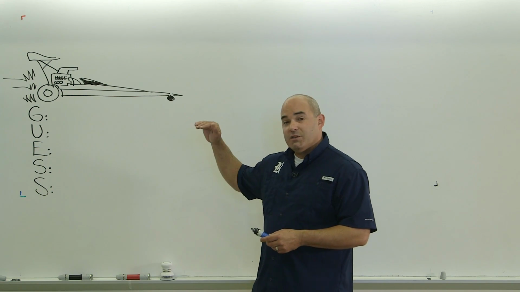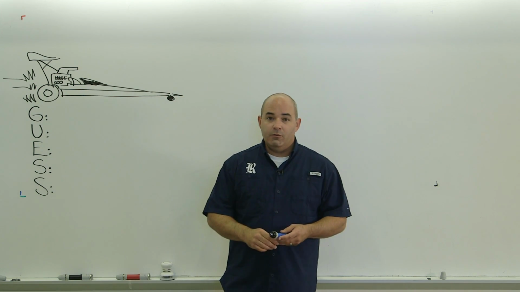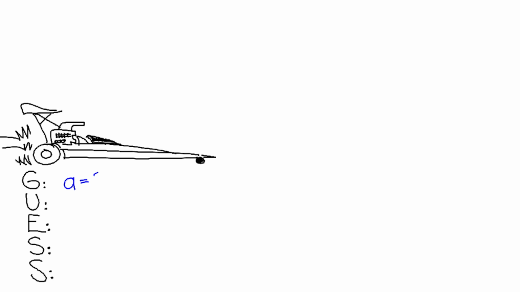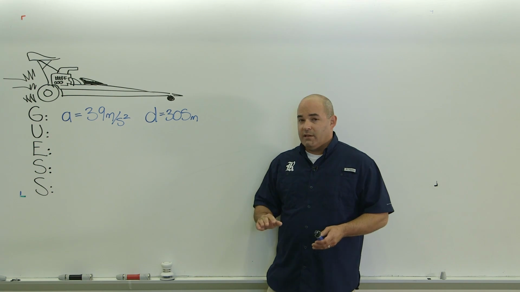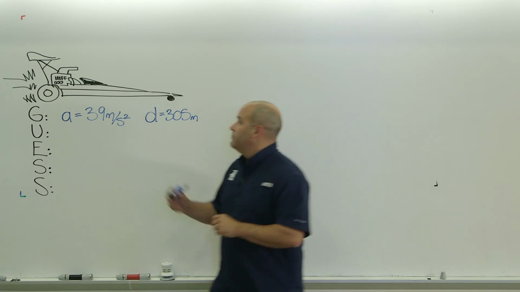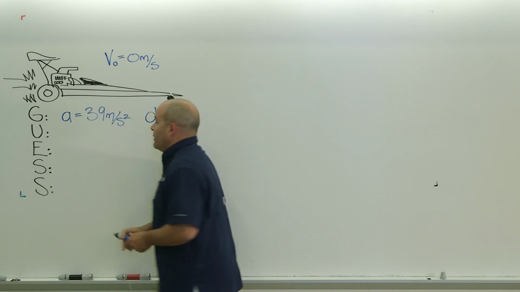It's a little system. The first thing we'll do is G, which stands for list the givens. U is identify the unknowns. Well, we have those already. We know the given: the acceleration, 39 meters per second squared. The distance that it travels, 305 meters. And something that isn't explicitly given, you just have to know if you've ever seen drag racing before, is the initial velocity. The initial velocity starts at 0. All right, there we go, that's the first step.